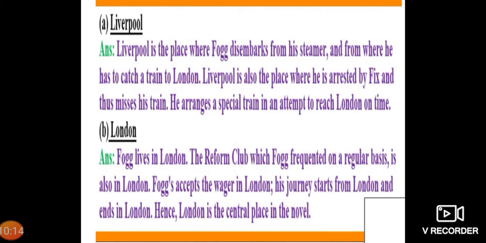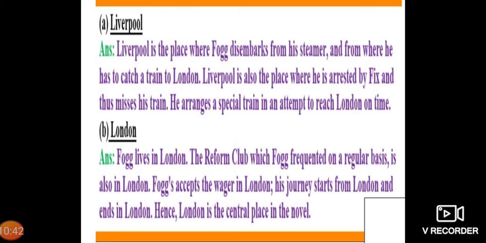Next, see here the terms were given: Liverpool, London, and the Reform Club. So here we have to explain Liverpool. Liverpool is a place where Fogg disembarks from his steamer, and from where he has to catch a train to London. Liverpool is also the place where he is arrested by Fix and thus misses his train. He arranges a special train in an attempt to reach London on time.